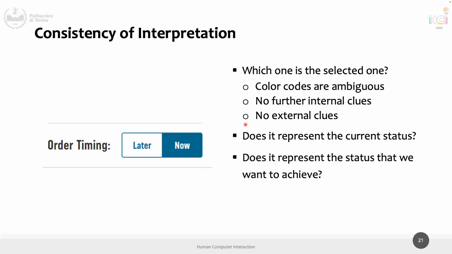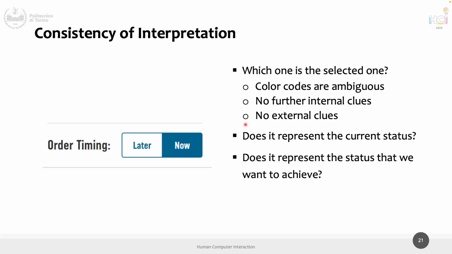And then there is consistency of operator. If you see this for the first time, this button, which is the selected one, later or now? Are you sure? Maybe not. It depends, because colors in this case are ambiguous. And if maybe all the website is white, and you see a single button that is white, you think that is later, but maybe it's not, maybe it's now. So just looking at that, colors are ambiguous, and you have no internal cue and no external cue.